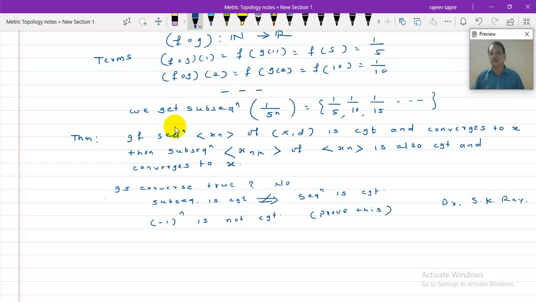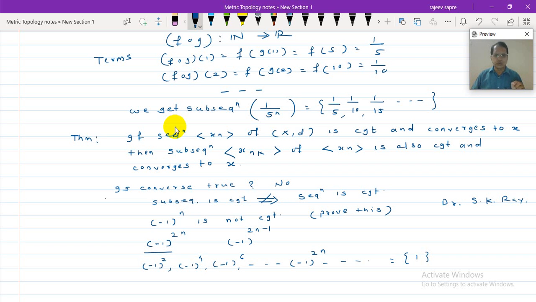So -1 raised to n is not convergent. But if you consider -1 raised to 2n, or -1 raised to 2n minus 1, these are two subsequences. -1 raised to 2n means what? It is -1 raised to 2, then -1 raised to 4, then -1 raised to 6, and so on. The general term is -1 raised to 2n. So this sequence is nothing but the singleton 1, a constant sequence, so it is convergent.